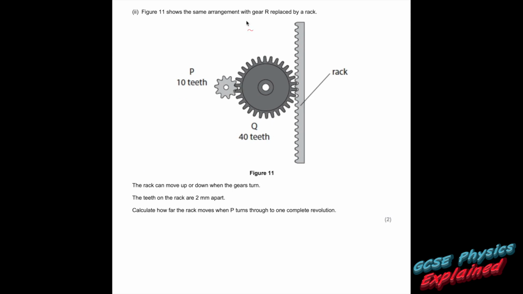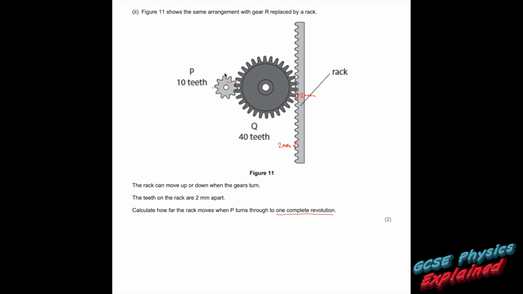Figure 11 shows the same arrangement with gear R replaced by a rack. The rack can move up or down when the gears turn. The teeth on the rack are 2 millimeters apart. What that means is that from one tooth to another tooth is 2 millimeters. From one tooth to another tooth is 2 millimeters. Calculate how far the rack moves when P turns through 1 complete revolution.